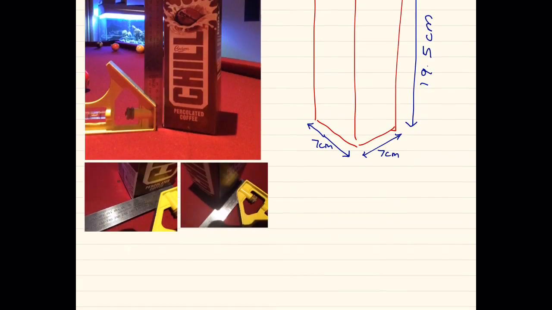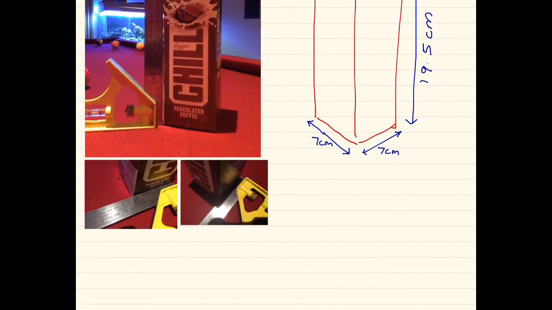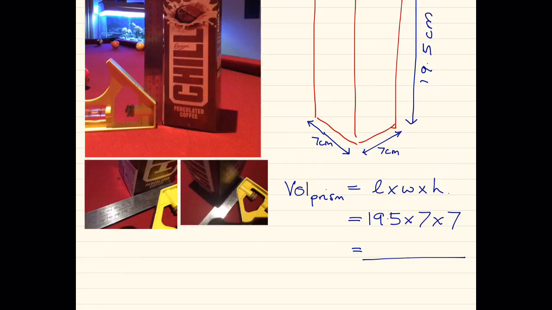So we can do a couple of calculations with this. Okay, so the volume of our prism is length times width times height. Okay, and our prism is 19.5 centimeters long by 7 centimeters wide by 7 centimeters tall. Okay, and you can work out the volume of that yourselves, but copy this down, and it's important that you do provide it in as one of the calculations in your project.